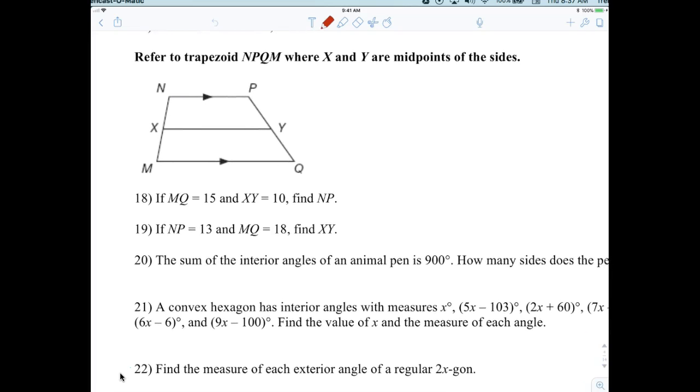Refer to the trapezoid where x and y are midpoints. Now, the reason why that is critical is because that means that's the midsegment. And the midsegment is simply the average of the bases. That's all it is. So if MQ is 15 and XY is 10, you should be able to say, obviously, then NP is 5. You don't need to do the average formula, right? You're just saying from 15 to 10 is 5. You got to go 5 more if you want to stay in the middle. Everybody good with that?